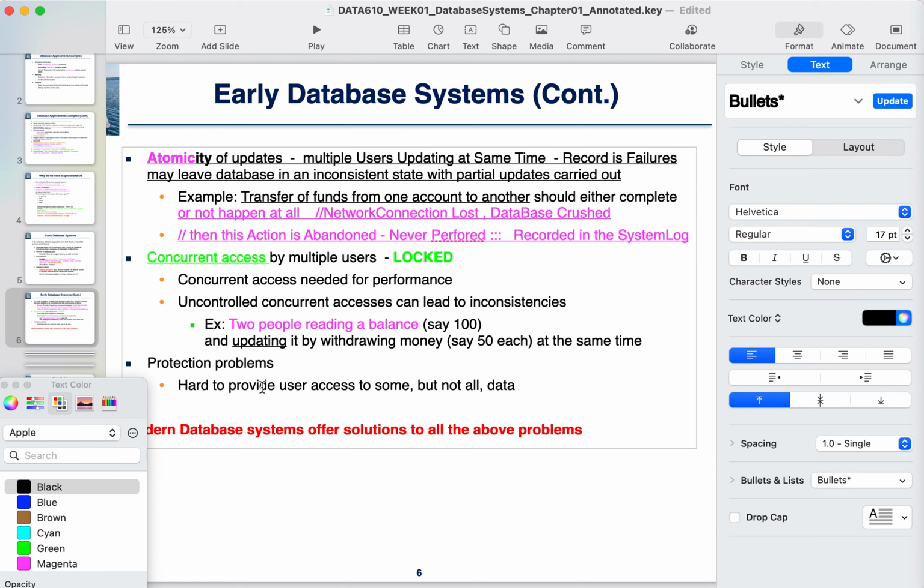And like we mentioned, protection of data, if the data is secret or private or has copyrights and things like this, then we need to provide user access. A specific user has access to whatever data they're allowed to have access to.